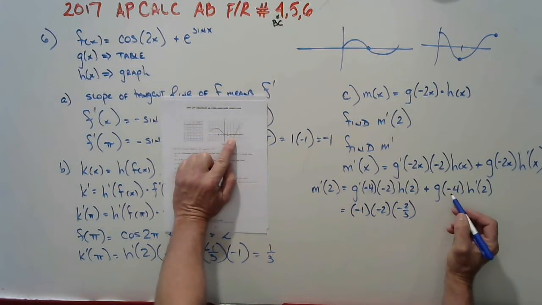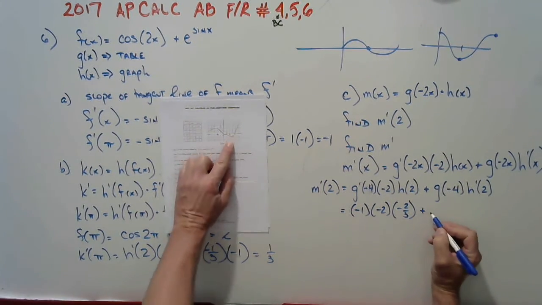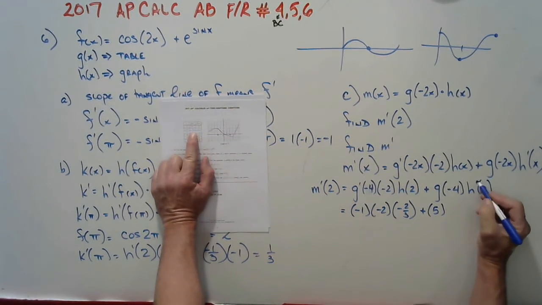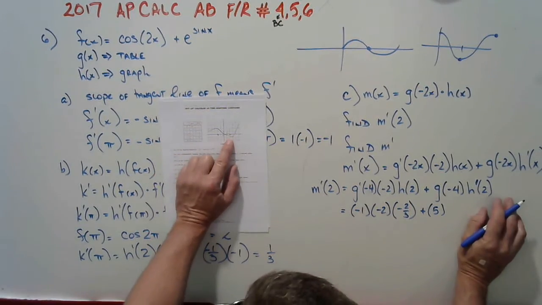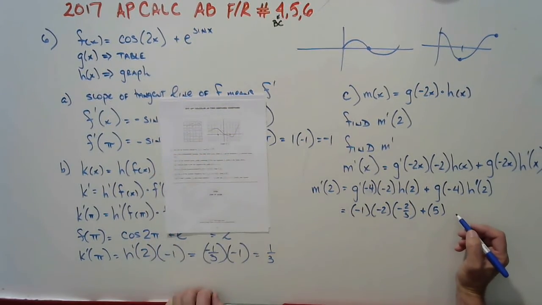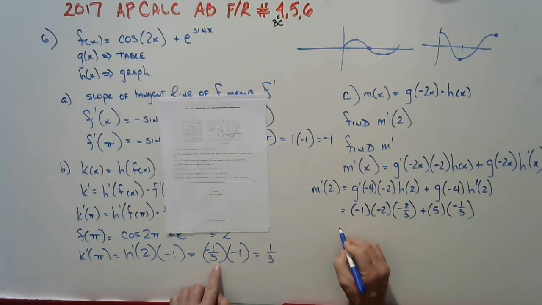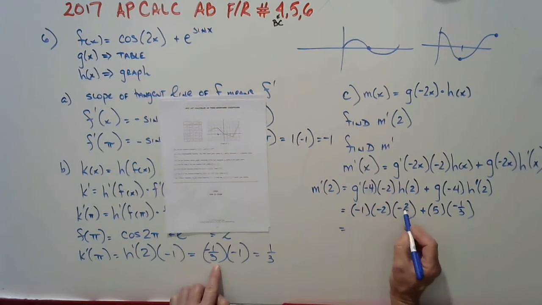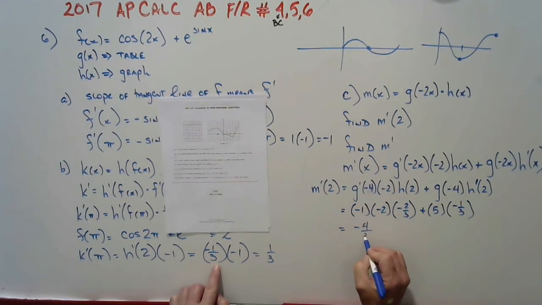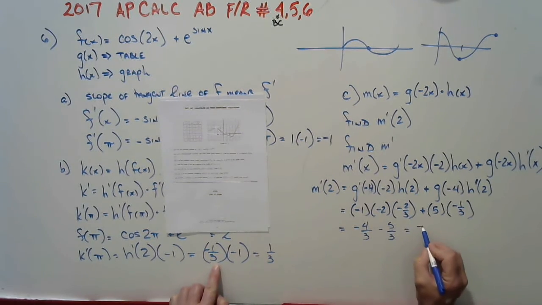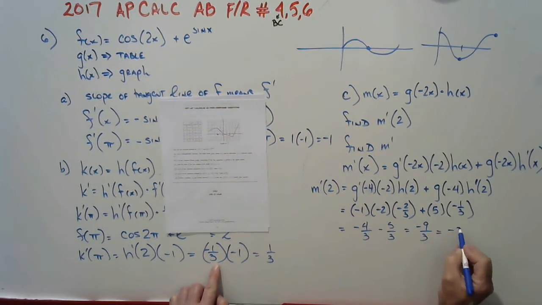What's g of negative 4? Well, g of negative 4 is on our table. That's 5. H prime of 2. Well, we already found h prime of 2, right? We did h prime of 2 right here, and we said h prime of 2 was negative 1/3. So what do we get here? We get negative, negative, negative, so that's negative 4/3. And here we get negative 5/3. So we get negative 9/3, which is negative 3. So m prime of negative 2 is negative 3.